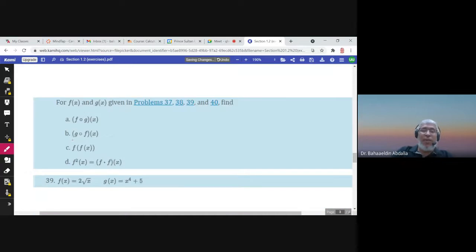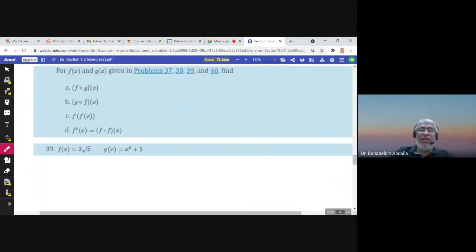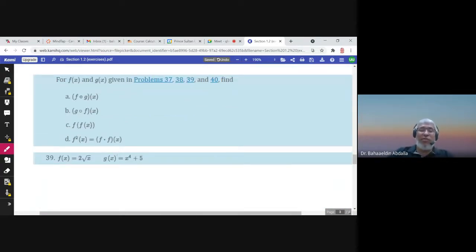That's it. Now find f circle g. Well, by definition, if you remember, f circle g is f of g of x. Here, g of f of x. And this is f of f of x, which is f circle f. And f square here, this is a new definition for us. f square means f times f of x, which is f of x times f of x.